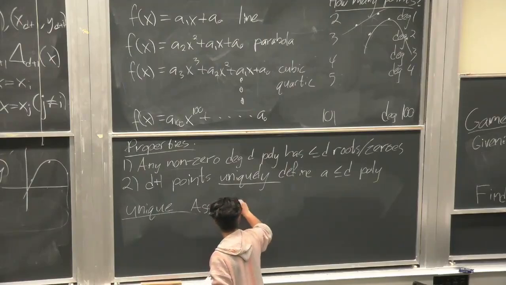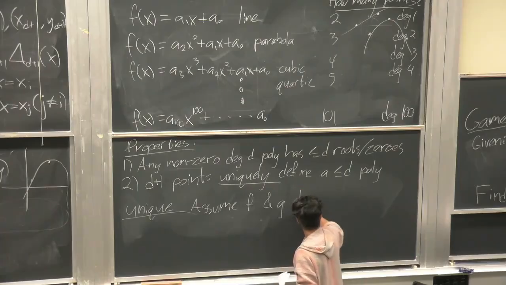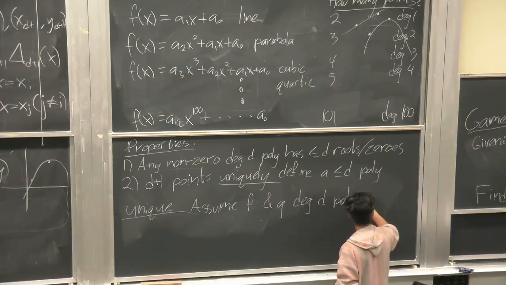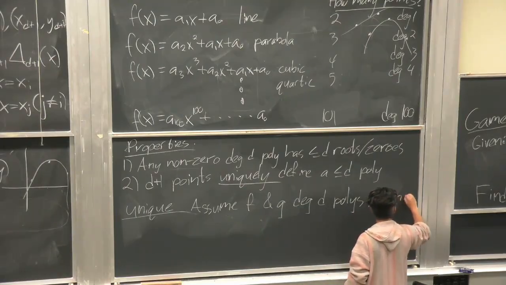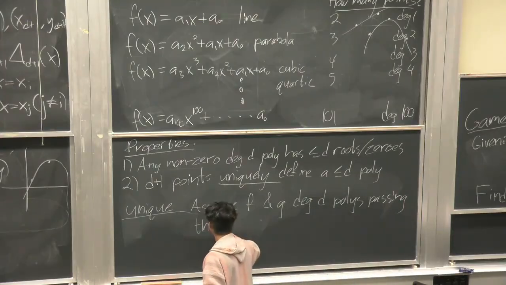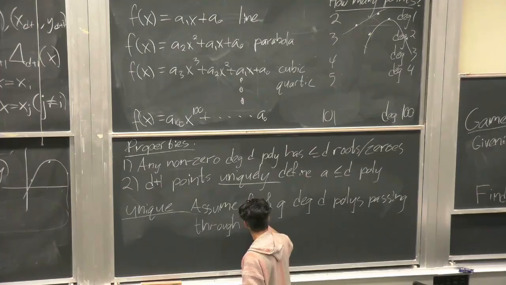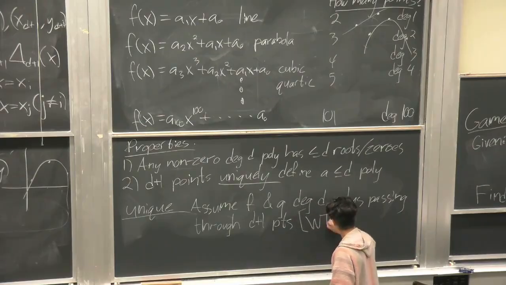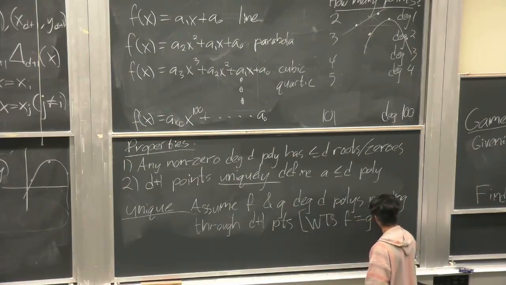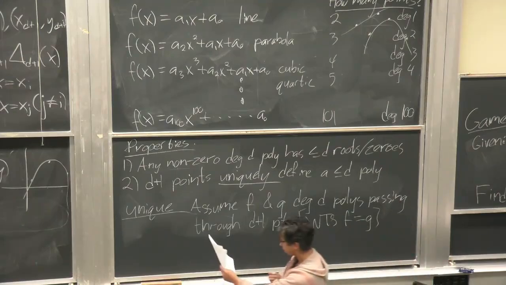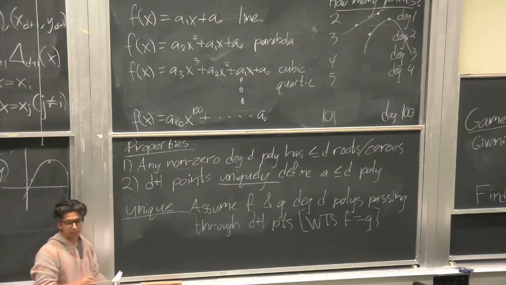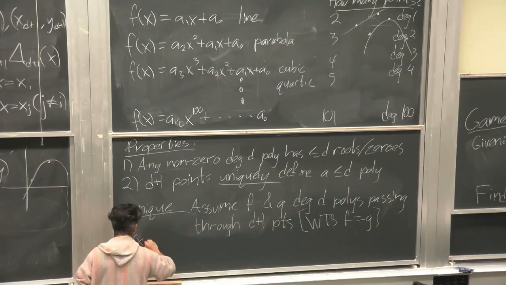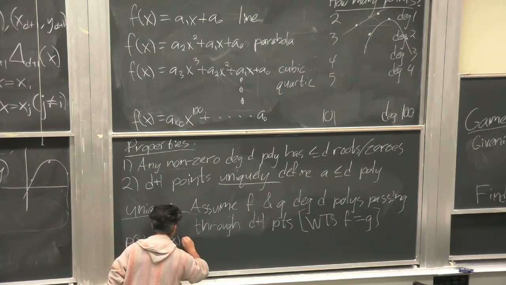f and g, both of these are degree d polys passing through those d plus 1 points. And what we want to show, WTS, is that f and g are actually one and the same. Right. So the way we do that, this is a pretty common trick. If you haven't seen it, here's your first time. It's to create a new polynomial, P of x, which is equal to f of x minus g of x.